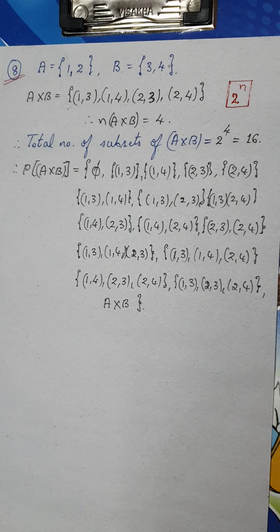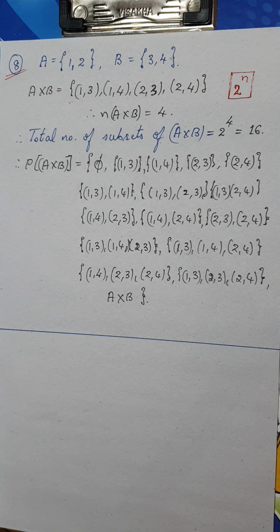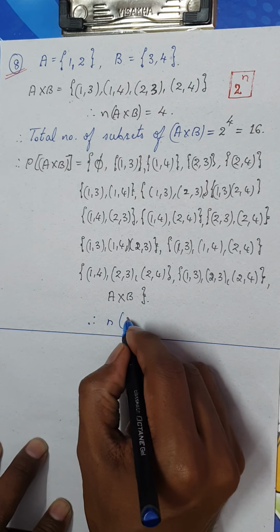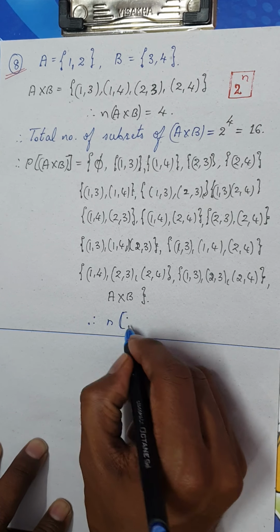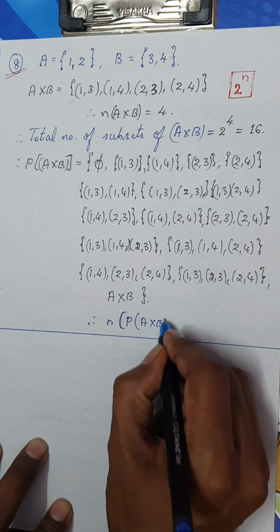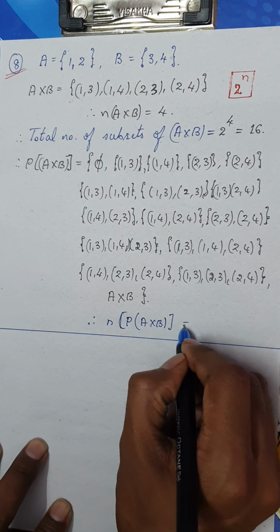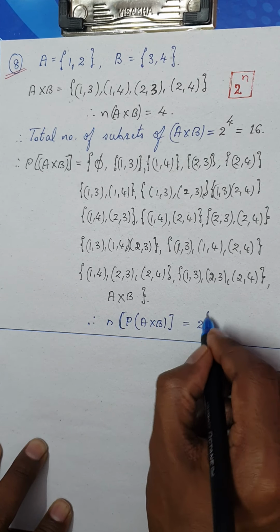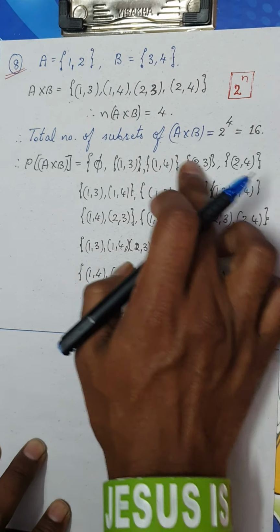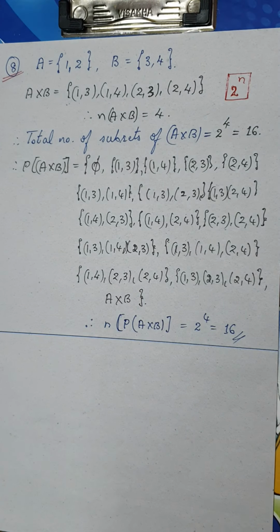Right, done with question number 8. Let's move on to question number 9. You can also write the conclusion. Therefore, the number of elements in the power set of A cross B is nothing but 2 power 4. That is nothing but 16, which has already been written there.